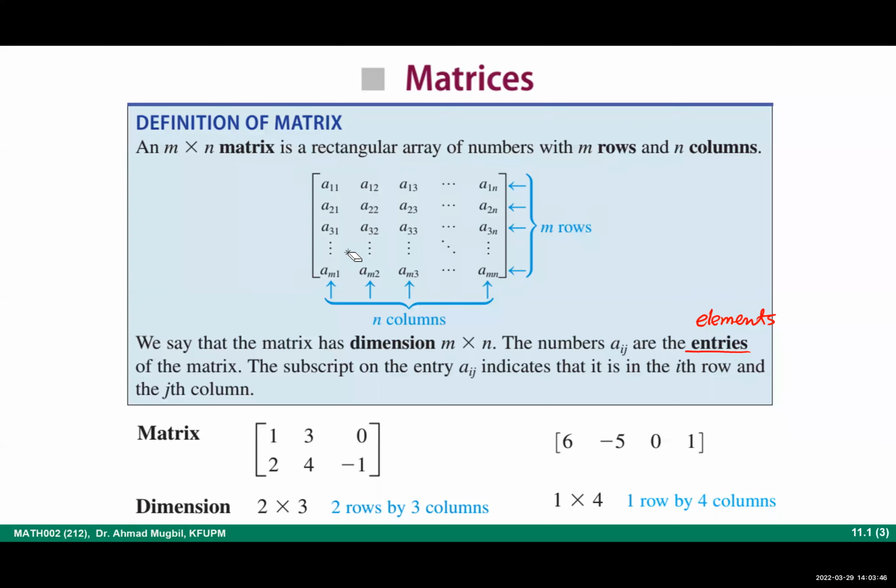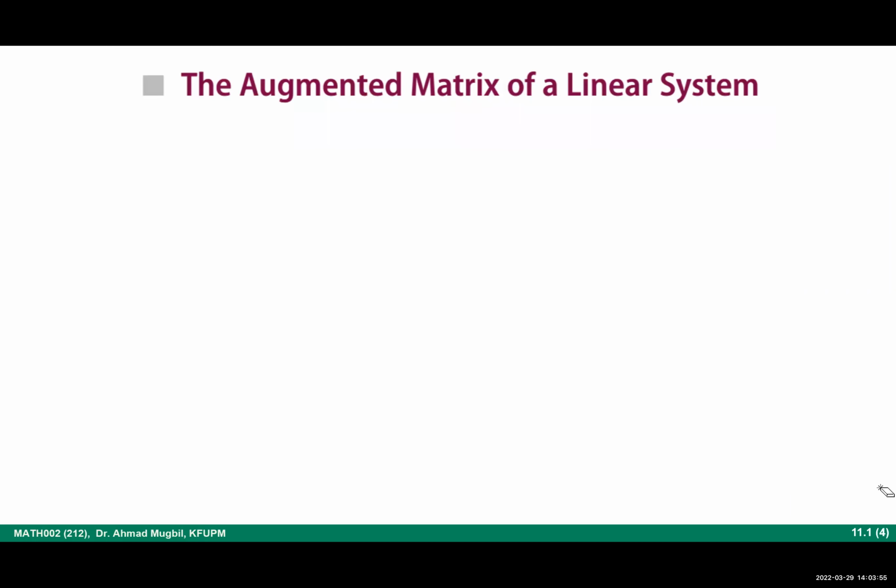Now we will focus more on matrices in 11.2 and 11.3. Here in 11.1, it is all about linear systems, so it is only about the augmented matrix. What is the augmented matrix of a linear system? When we mention the augmented matrix, it is related to a linear system. What is the augmented matrix?